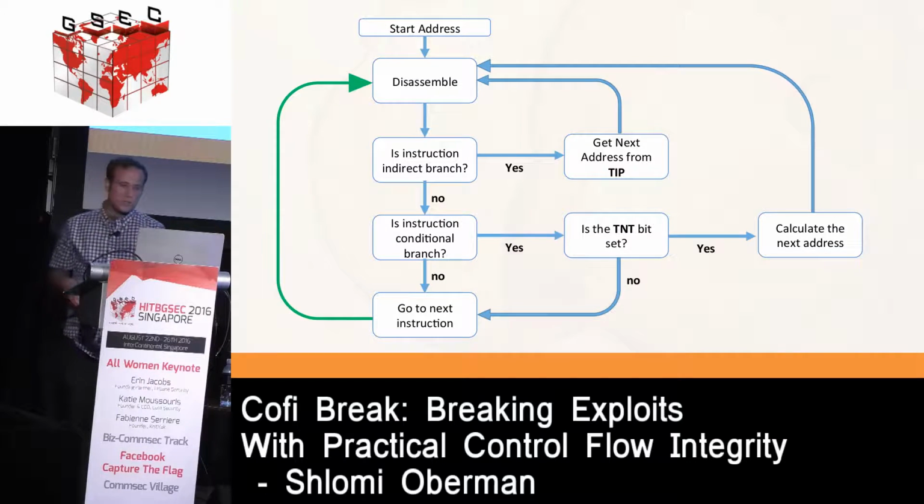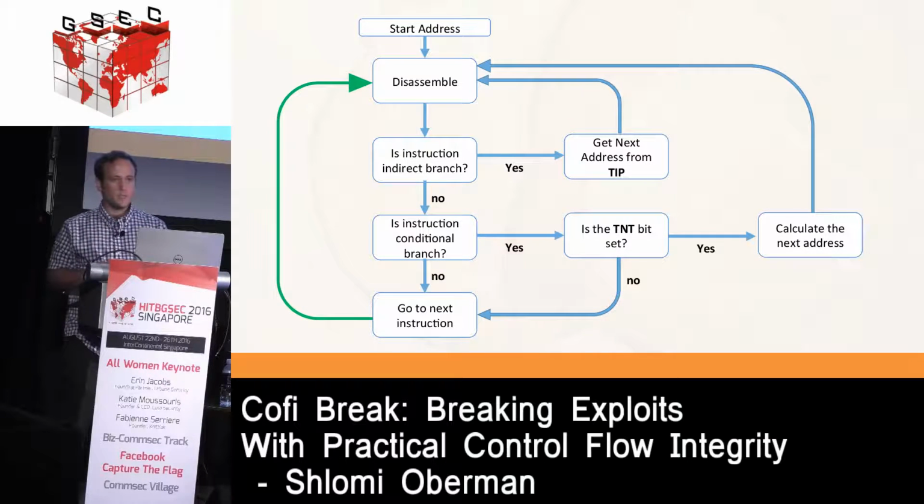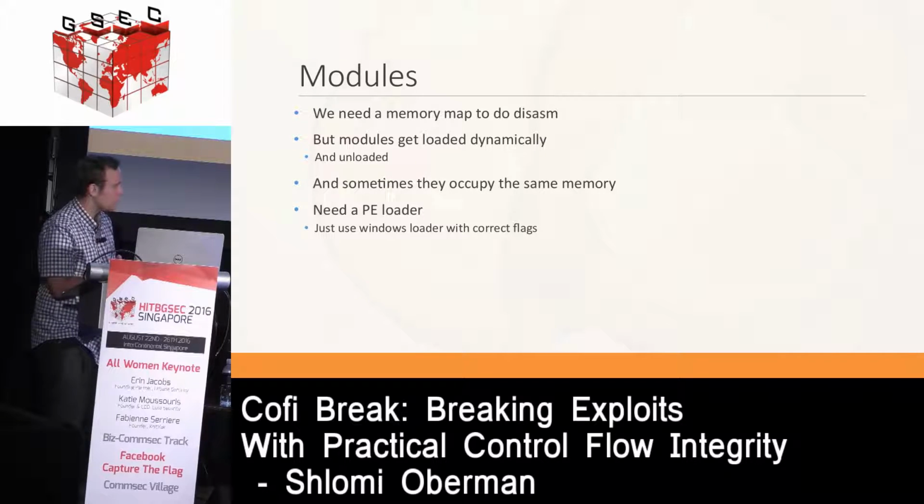If this instruction is not an indirect branch, but it is a conditional branch, we look at the TNT bits, and if the TNT bit is set, we calculate the next address based on the disassembly, and we go back to disassembly. If the TNT bit is not set, we simply continue to disassemble. So, a very simple, naive implementation. This is the by-the-book way of analyzing Intel Processor Trace. Okay? Next, we have to deal with modules.